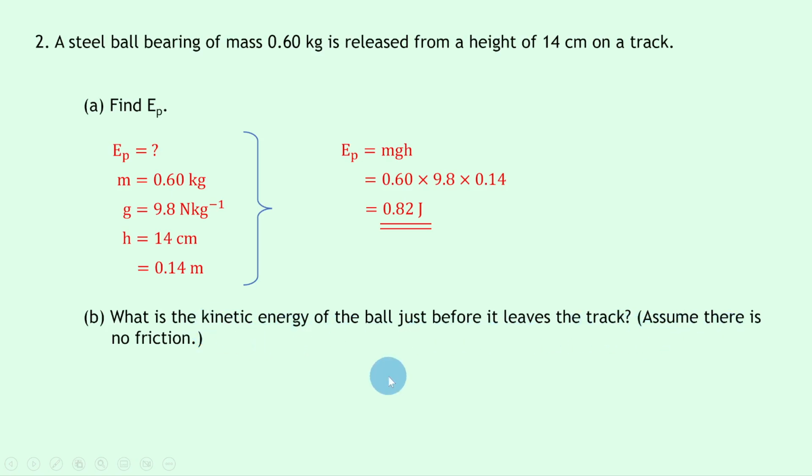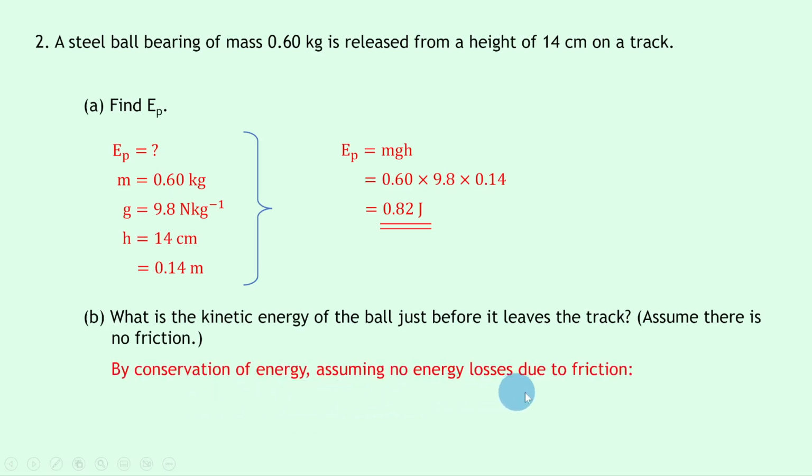Well, remember, if the ball has gravitational potential energy and it's released from a certain height, then that energy will be converted into kinetic energy as the ball moves. So we can say that by conservation of energy, assuming no energy loss due to friction, the loss in gravitational potential energy is equal to the gain in kinetic energy, just like we did in question 1.